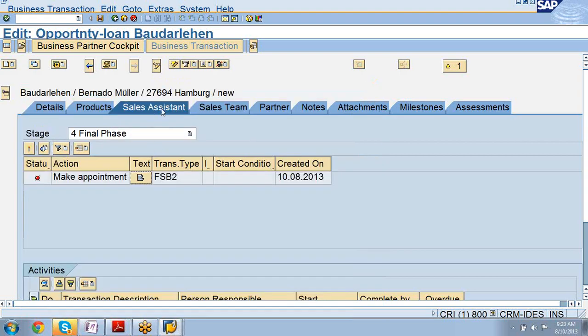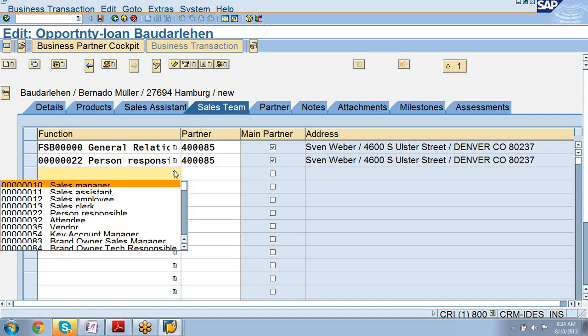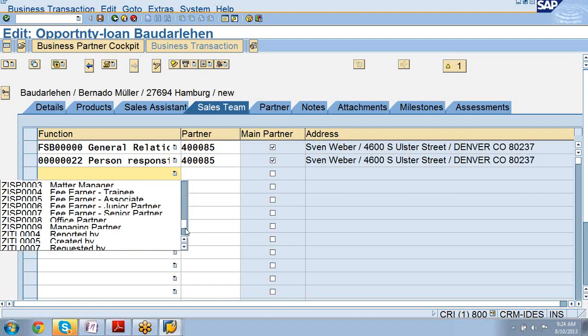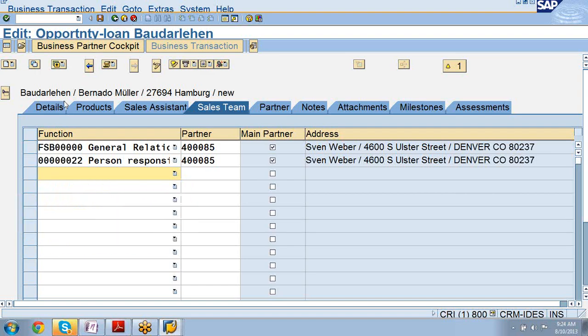Something called sales assistant. Now I'll be discussing what this sales assistant is all about. You can see the sales team, the people who are involved in the sales. You can add a sales employee, a sales clerk, or an attendee to the meeting, key account manager. If you want more people in the sales team, that also can be organized. But this is an opportunity screen, which is different from your sales order process.